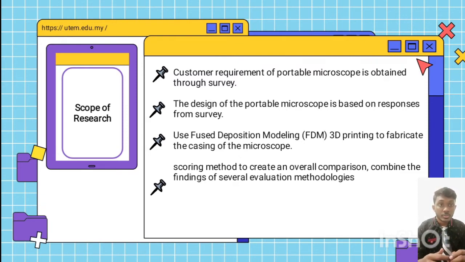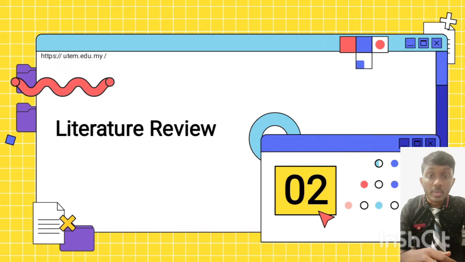The third one is to use fused deposition modeling, FDM 3D printing, to fabricate the casing of the microscope. The last one is a scoring method to create an overall comparison, combining the findings of several evaluation methodologies. So the next part of the presentation is the literature review.